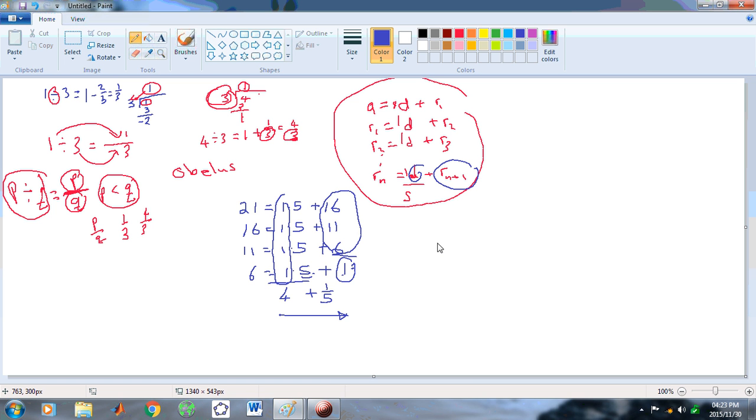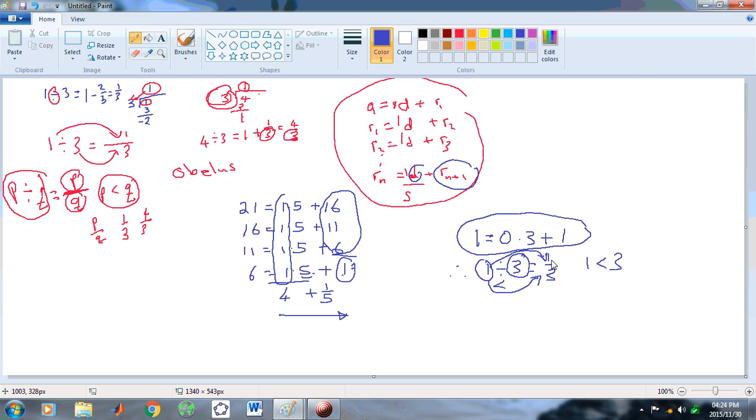Okay, so now if we had to write something like this, 1 is equal to 0.3 plus 1, this really implies that 1 divided by 3 is just 1/3, because nothing happens in this algorithm, right? Here's the Euclidean algorithm. Nothing happens because 1 is less than 3, okay? 1 is less than 3. So nothing happens. We just put the 1 on top of the vinculum and the 3 on the bottom of the vinculum.